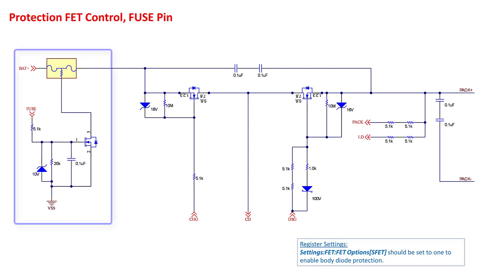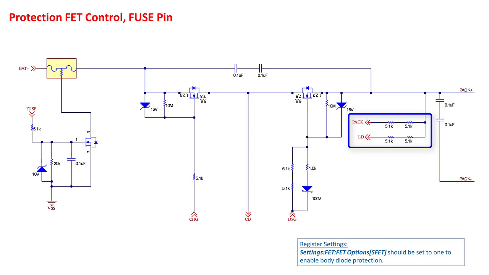The fuse pin can be used to permanently disable a PAC in the case of a permanent fail condition being detected. The typical output voltage of the fuse pin is 7 volts, so this circuit divides the voltage down to control a FET, which controls a 3-terminal fuse. The PAC and LD pins of the device are normally connected through 10 kiloohms of resistance to the PAC+ in this configuration. We will discuss these pins in more detail later in this video.